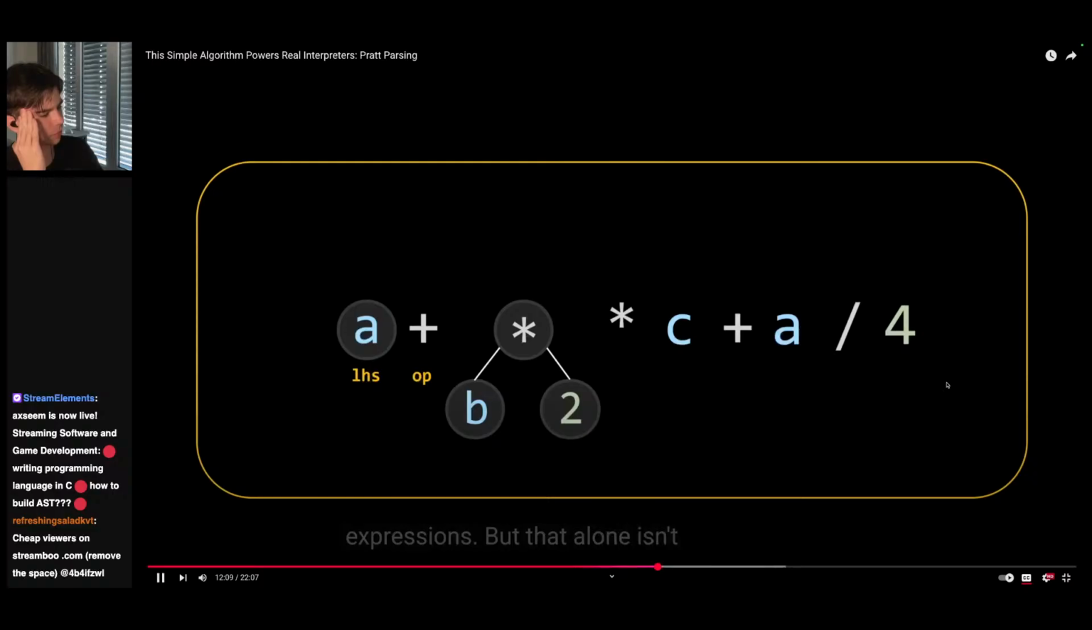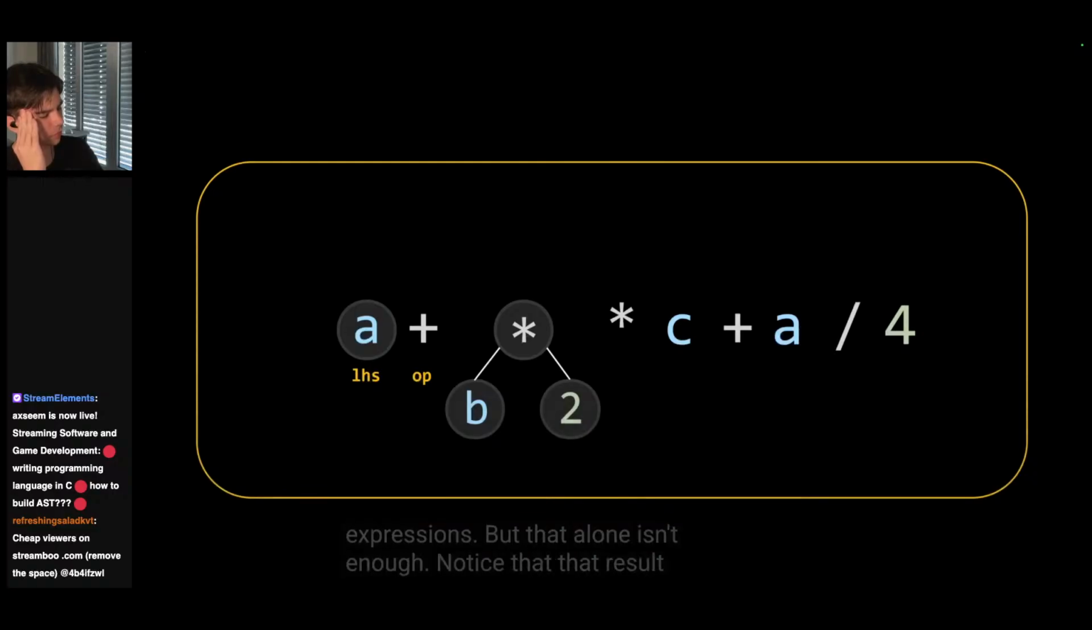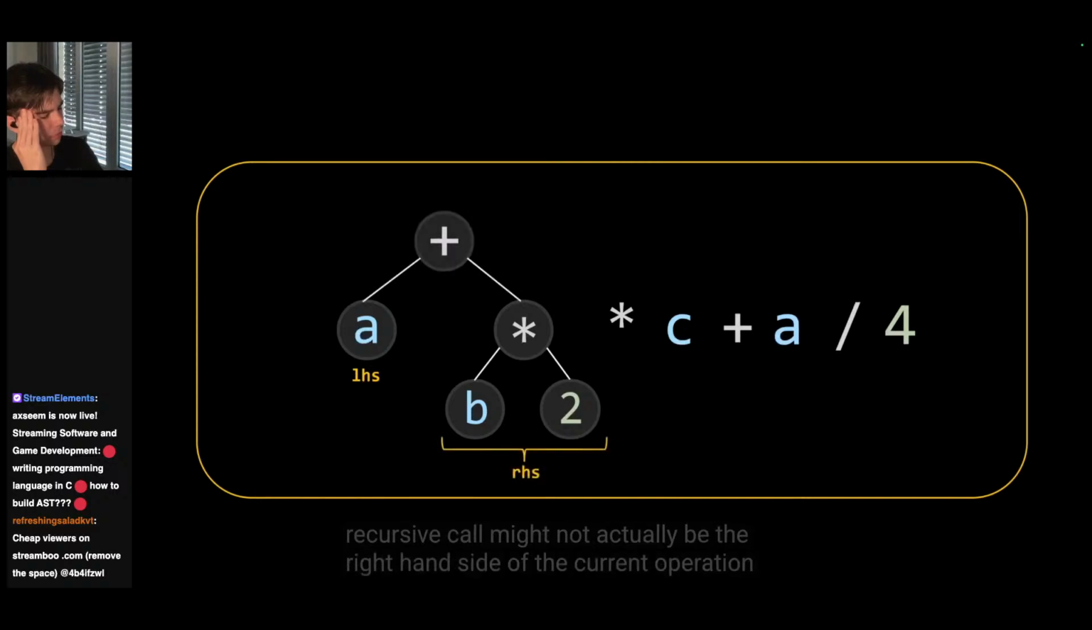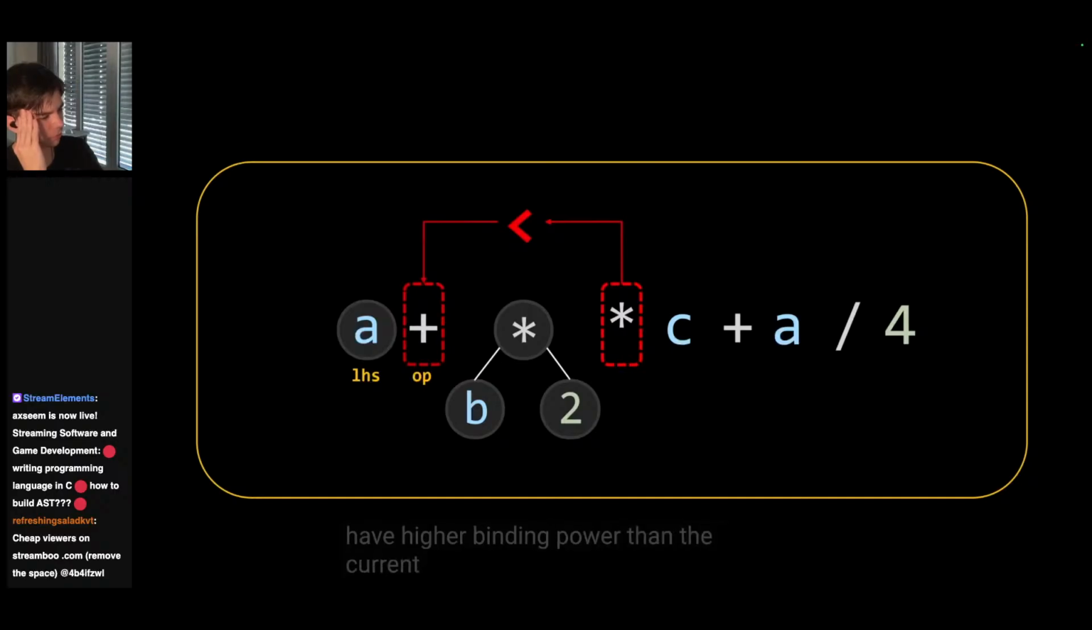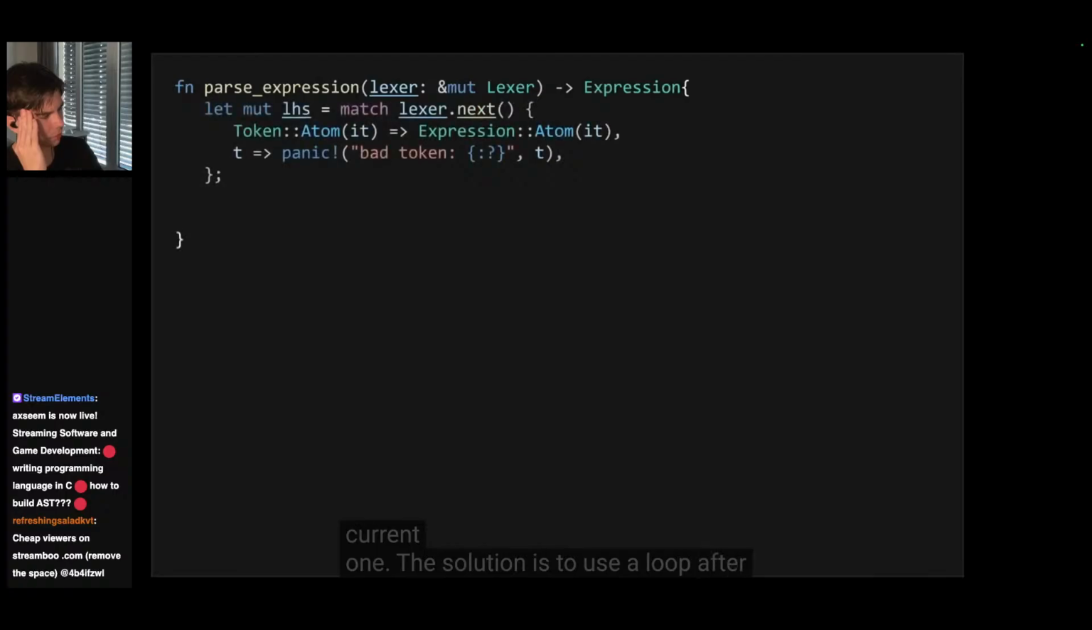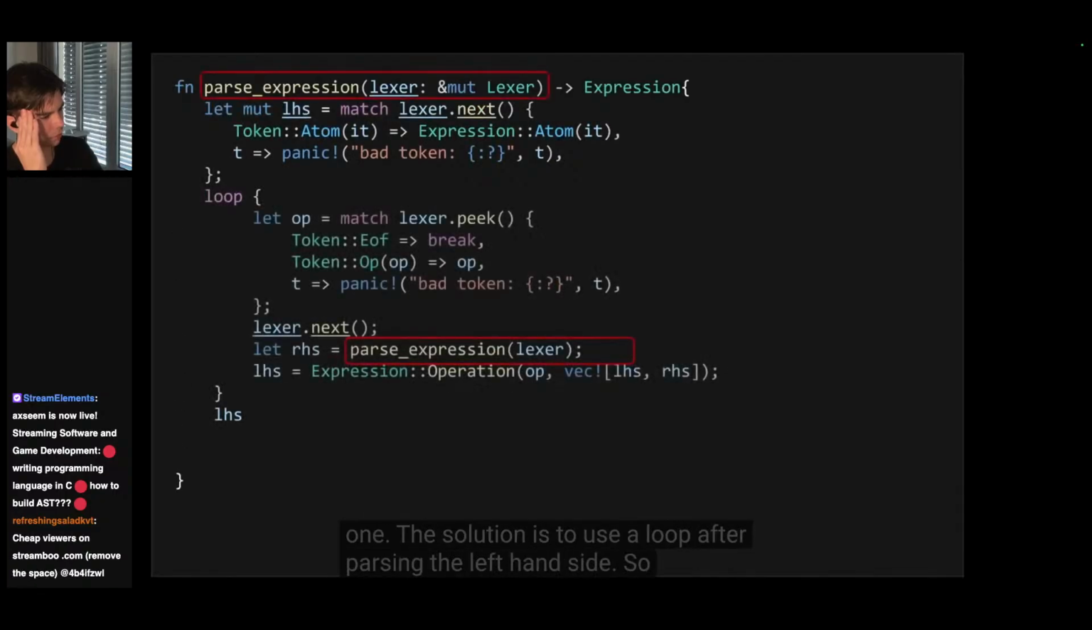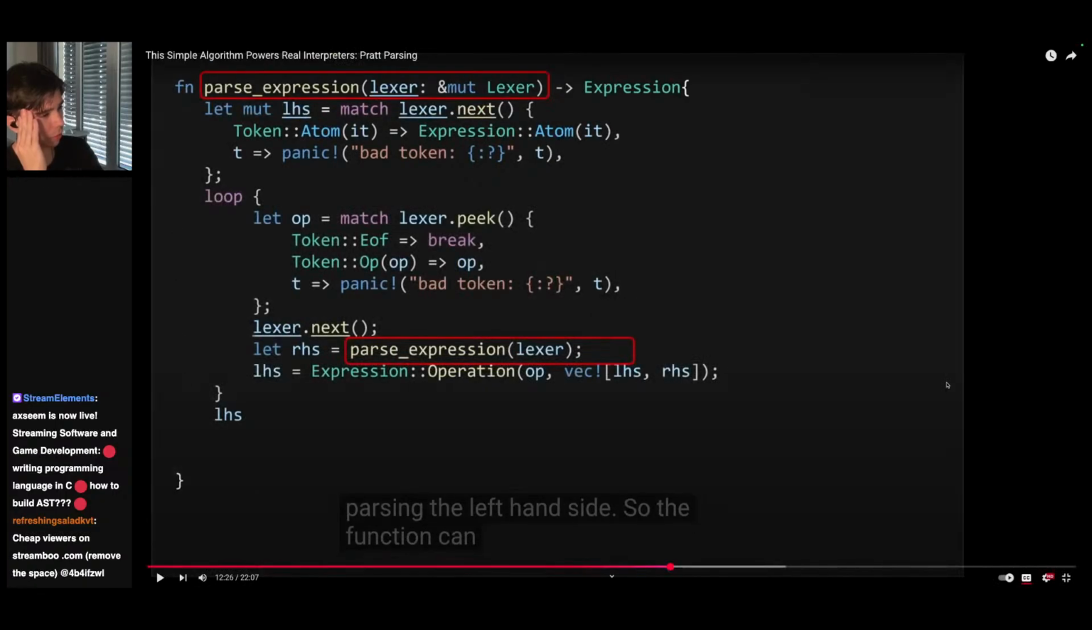But that alone isn't enough. Notice that the result of the recursive call might not actually be the right-hand side of the current operation, because the next operator could still have higher binding power than the current one. The solution is to use a loop after parsing the left-hand side, so the function can continue calling itself recursively.